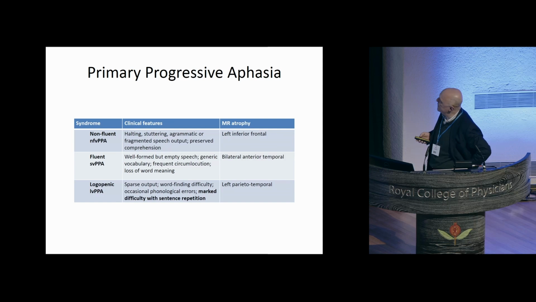somebody in this room, who we'll hear from in the afternoon on a different topic, where the speech is well-formed but empty. The patient uses a generic vocabulary, they circumlocute a lot, and they can't understand the meanings of the words you tell them. And then this slightly hybrid group of the logopenics, which remains slightly controversial, where their output is sparse, they have a degree of word-finding difficulty, they make occasional errors in pronunciation, but they do have this marked difficulty with sentence repetition due to an auditory verbal short-term memory deficit quite early in the course, which distinguishes them from these two. And the MR atrophy patterns are different in these three.